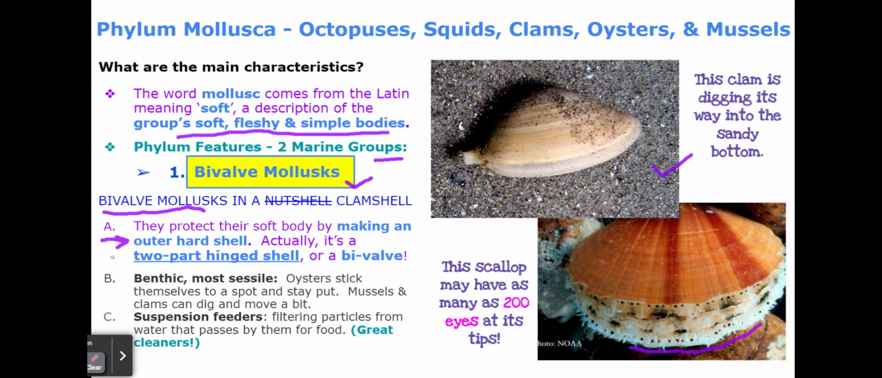Most are benthic and sessile. Mussels and clams can dig and move around a bit. They're suspension feeders. They filter particles from the water that passes by them. They're great cleaners. They clean up the waterways.